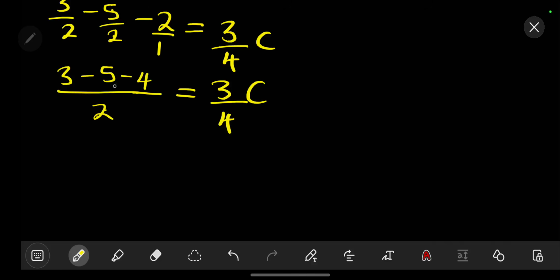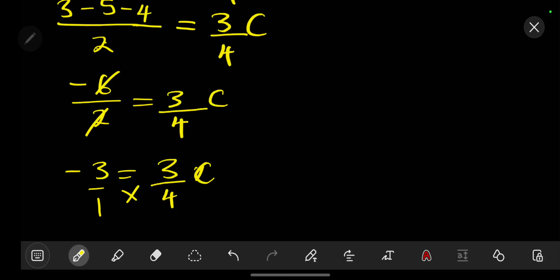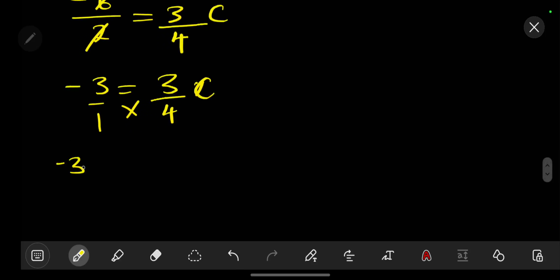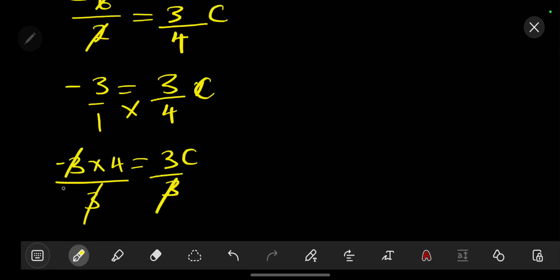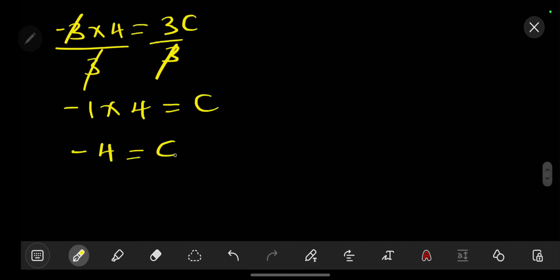So when we subtract our 3 minus 5 minus 4, this will give us a value that is equivalent to a negative 6. So we have over 2 should be equal to our 3 over 4c like that. We can reduce, so we have a negative 3 should be equal to our 3 over 4, then times our c. From here cross multiply, we are going to have a negative 3 times 4 should be equal to our 3c like that. Divide your negative 3 on both numbers, you are going to remain with your c is equal to, so we have negative 1 times 4, since you divided that, should be equal to c. So we have negative 4 should be equal to c.